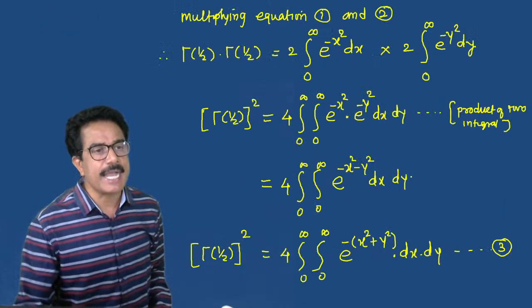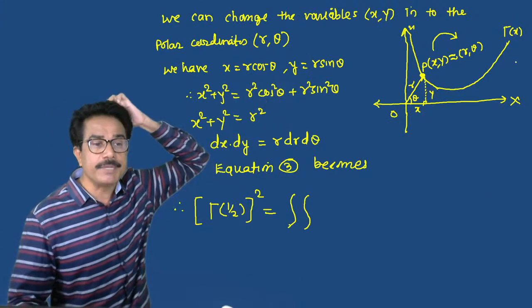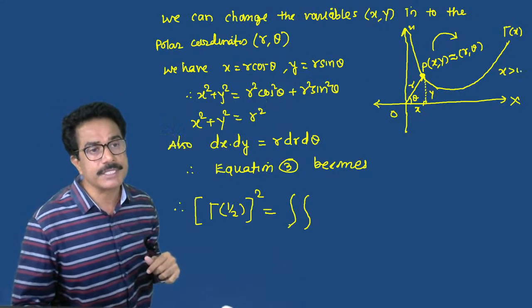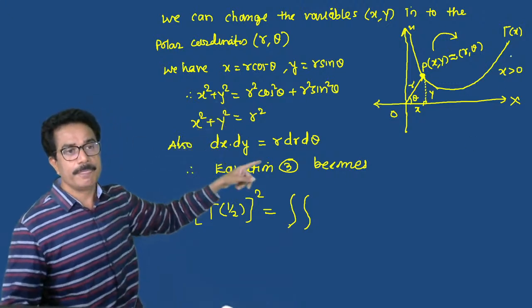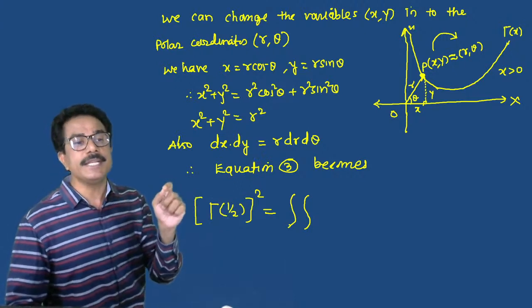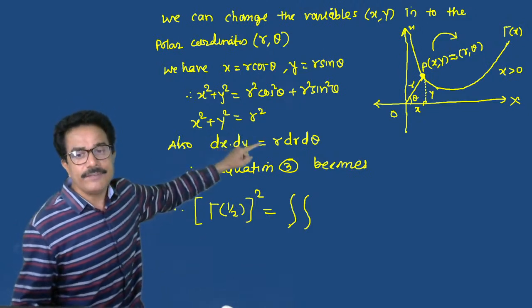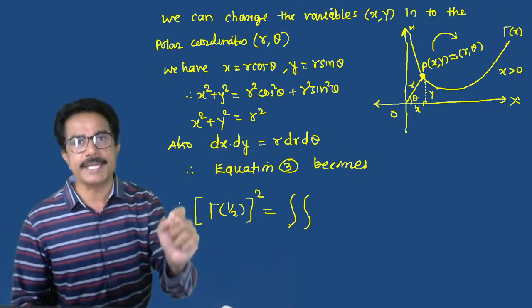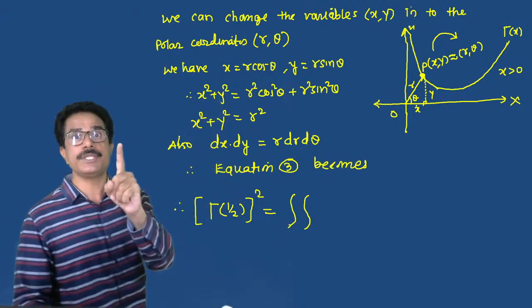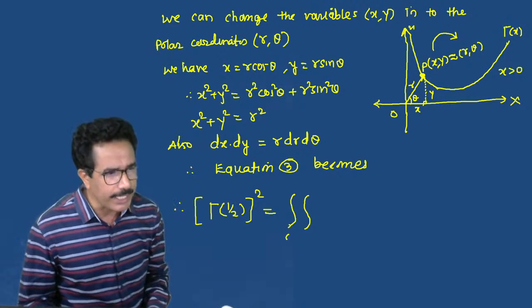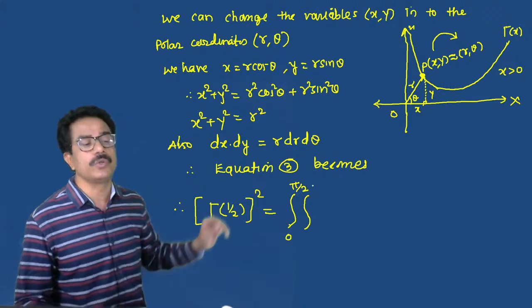If we write this gamma function in terms of x, then x must be greater than 0. If x is greater than 0, then the point P is in the first quadrant. And in that first quadrant, we can take the angle theta from 0 to pi by 2. This is very important.